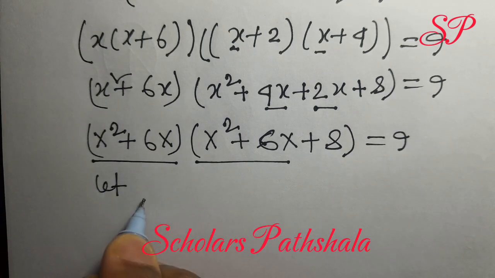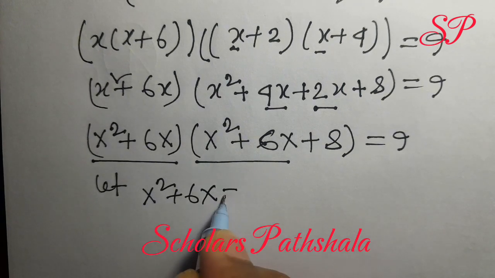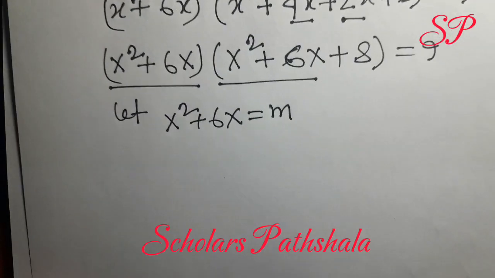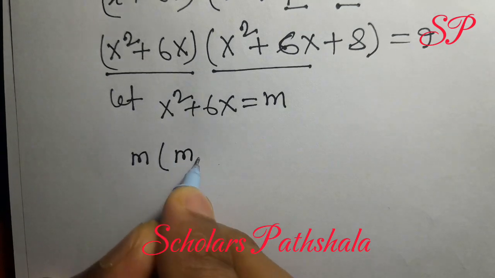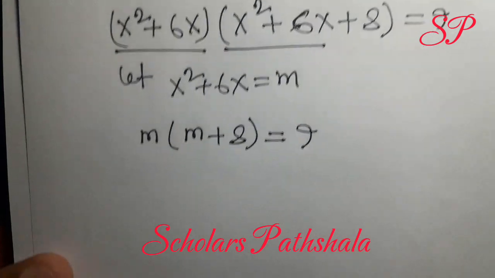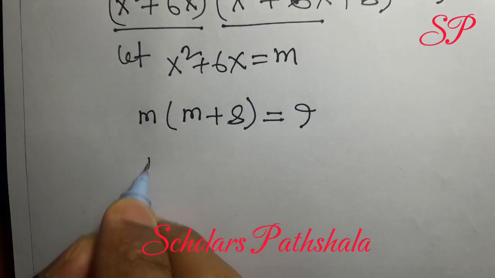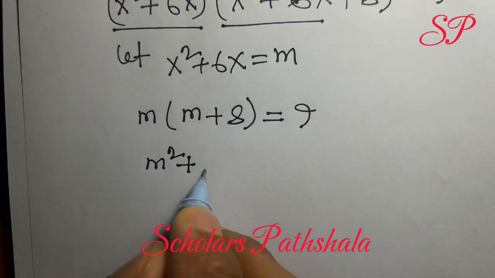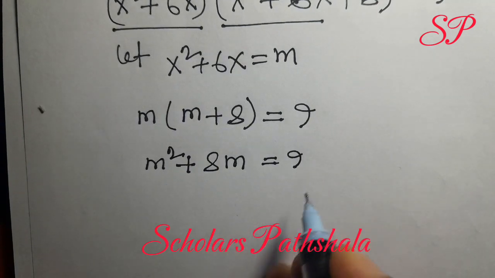Let x squared plus 6x be equal to m. Then we can write m into (m + 8) is equal to 9. Multiplying, m times m is m squared, plus 8m is equal to 9.